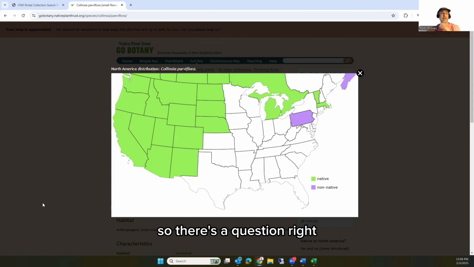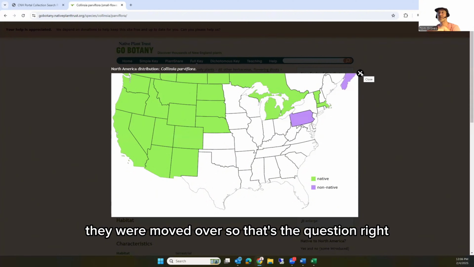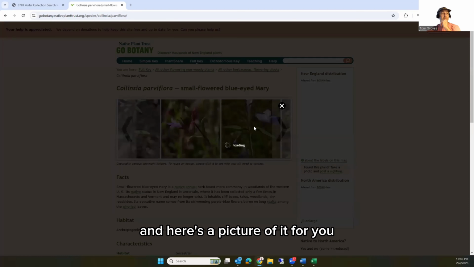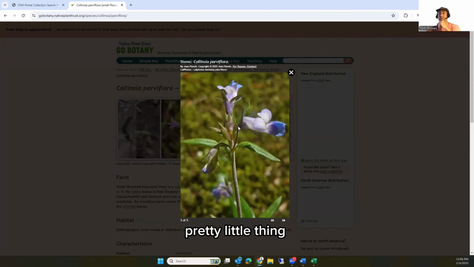So there's a question, right? Is this a really disjunct population of this species? Are these the same species? Are the plants in New England introduced from a species out here? Were they moved over? That's the question. We're trying to figure out what's going on with this species in New England, and here's a picture of it for you. It's kind of a pretty little thing. I've never seen them in the wild.